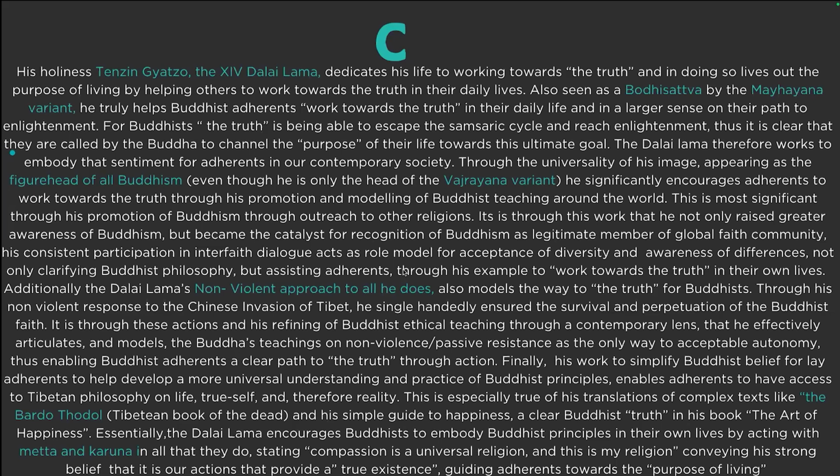Okay, so when I look at a response like this, this is a response to the 8 marker. Most C range kids are going to be able to tell you the name of your significant person. They may also have that buzzword or that term bodhisattva, and understand that the bodhisattva links to Mahayana variant. You can see here that hopefully at C range, kids are going to understand that he's the figurehead of Buddhism. They'll probably also be able to write that he's non-violent in his approach to all he does. And maybe some of those terms that we can use, like Bardo Thodol, which is the Vajrayana Buddhist texts, and things like metta and karuna.